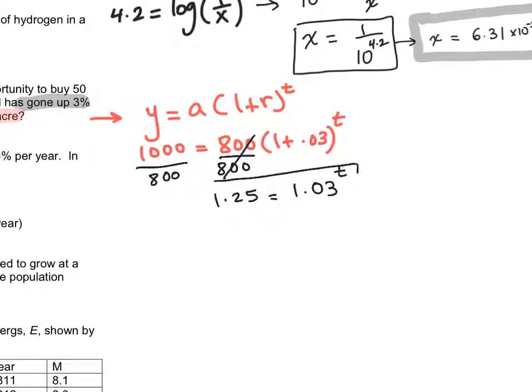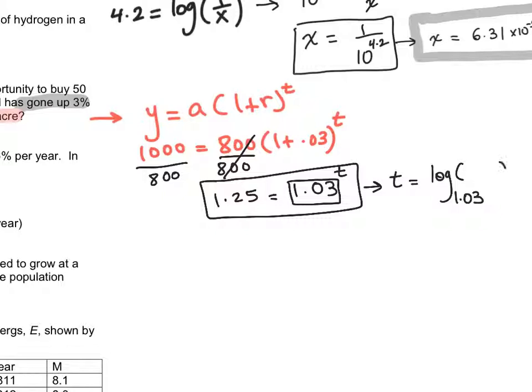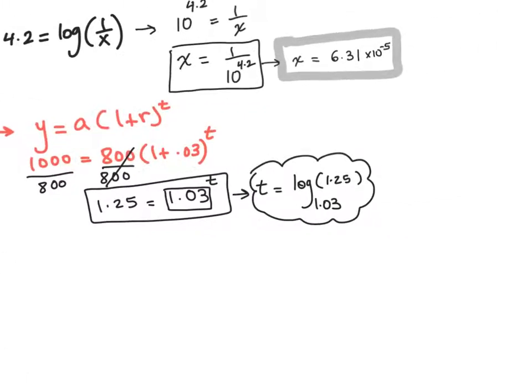Now that's an exponential equation. To find t, I have to change it to log. So it's going to be log base 1.03, and then the argument is 1.25. Now again, this is an acceptable answer. If you have a graphing calculator, then you can plug that in, and you will get that the answer is t equals almost 7.5 years.